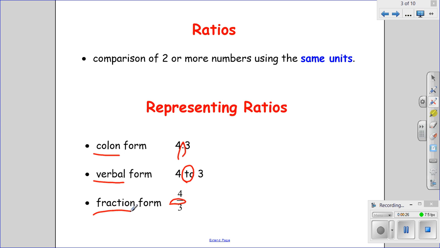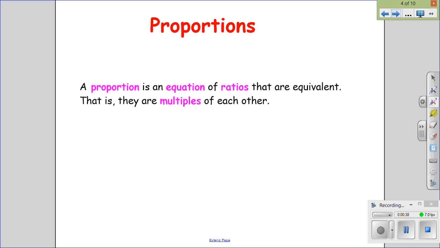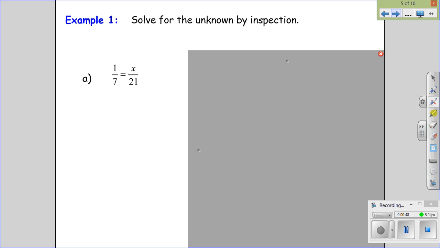The key here is we have to remember the 4 is first, and in the numerator. The location of the ratio numbers is significant when we are solving word problems in order to get the correct answer. Before we do that, though, we need to be able to solve a proportion. And a proportion is an equation of ratios that are equivalent. That is, they're multiples of one another.